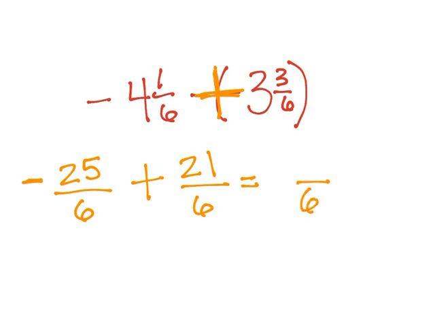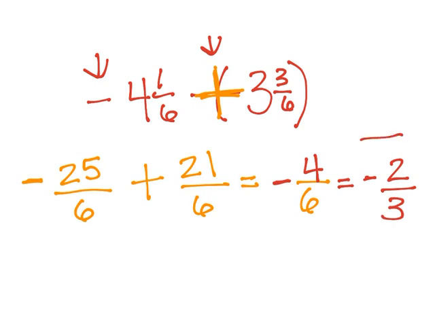We just have to remember that the signs are different, so we subtract. And when we subtract, we're saying 25 minus 21, which gives us 4. Okay, the big dog was that negative 4 and 1/6. So we're going to put that negative sign on our answer, and we're going to simplify it to negative 2/3. How do you feel about that?